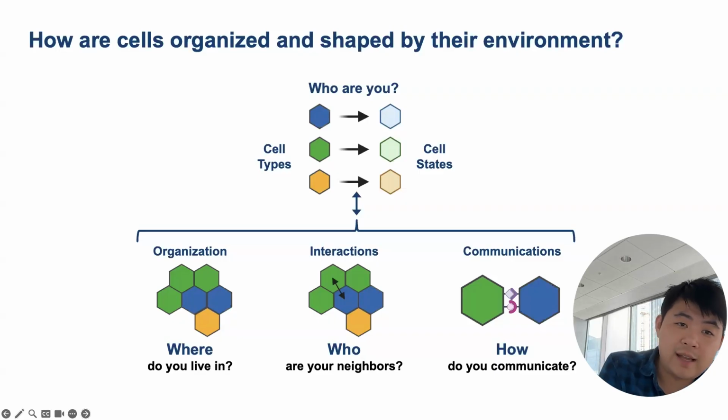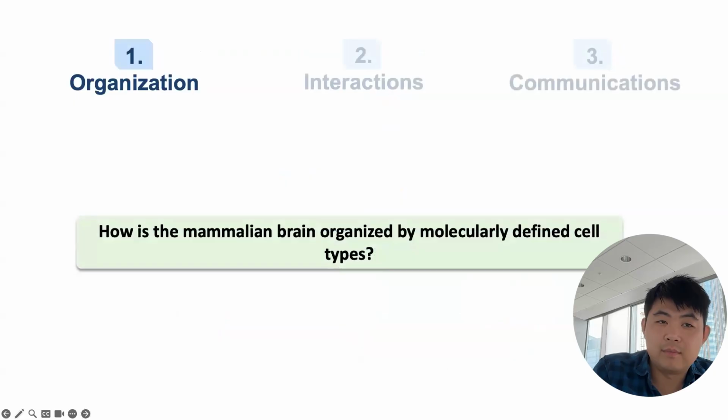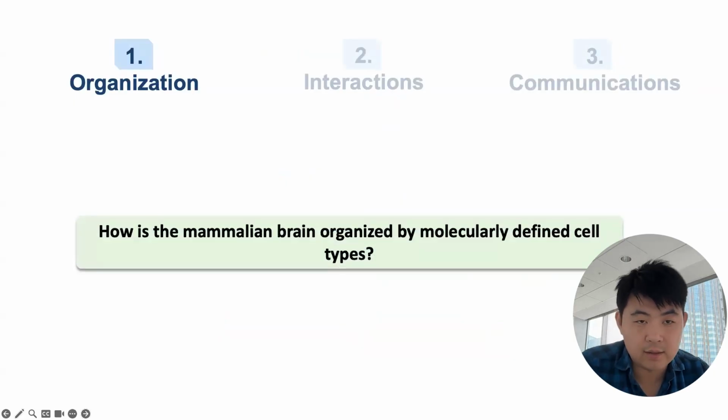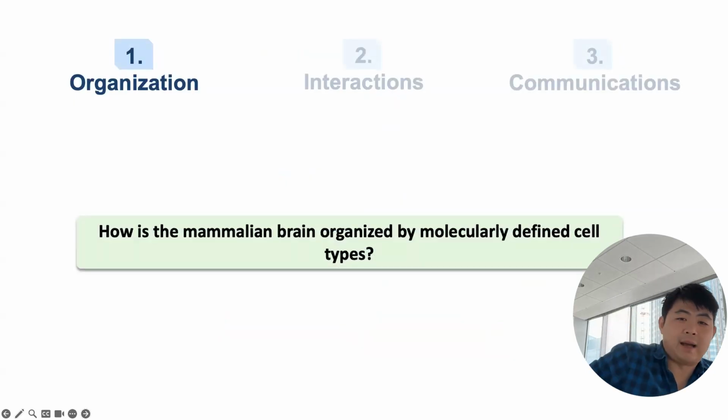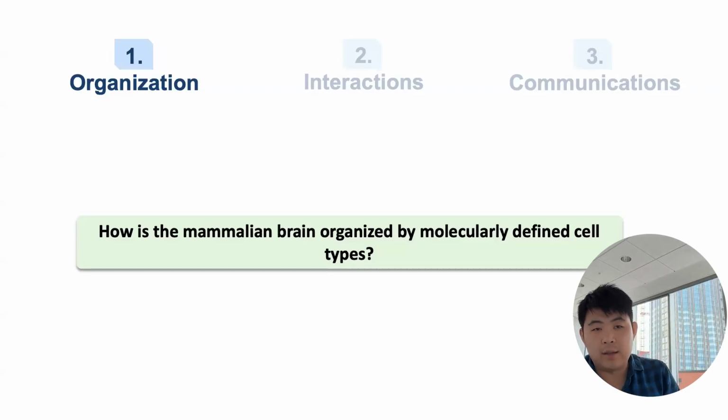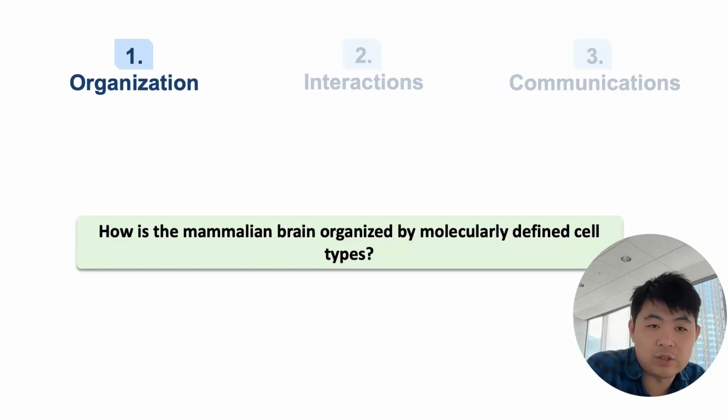And so to highlight how we think about it, I'll just highlight three vignettes, one for each of these: the organization, the interactions, and communications. For organization, this is a study that we did a while back, not actually on Slide-tags, but on the precursor technology Slide-seq, which is a spatial transcriptomic technology. But the concepts are the same.